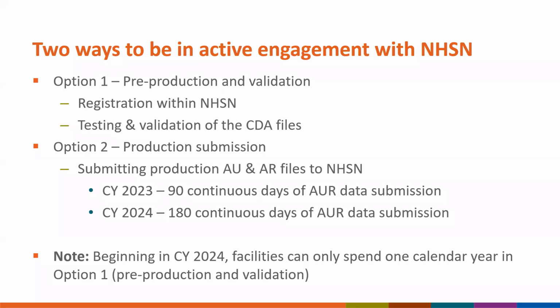So they could attest just doing that in calendar year 2024, but that means in calendar year 2025, they would have to send production AU and AR data. As of right now, we would assume that it would be 180 days again, but CMS hasn't published anything for calendar year 2025 requirements. So for now, you can assume 180 days of AUR data would be needed for 2025 for facilities in that option two.